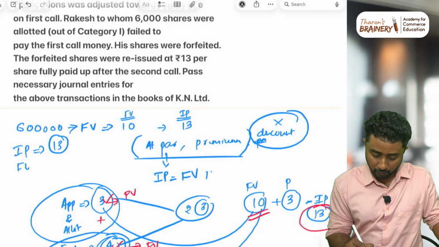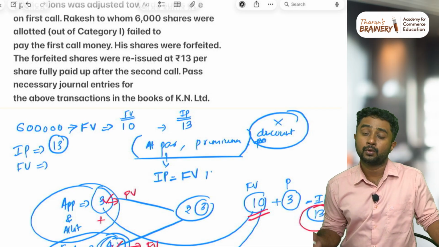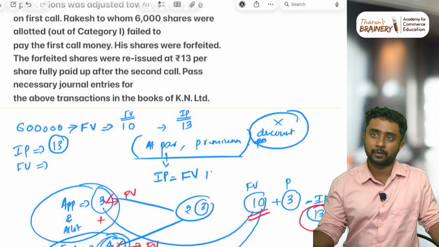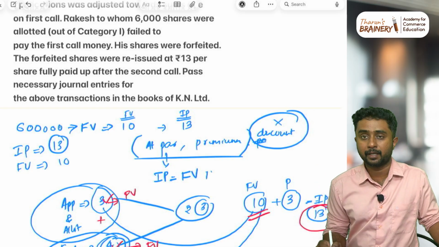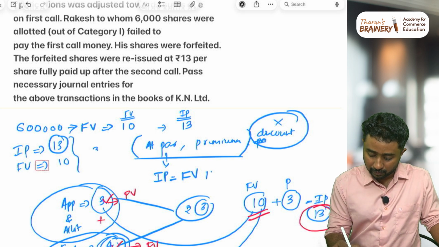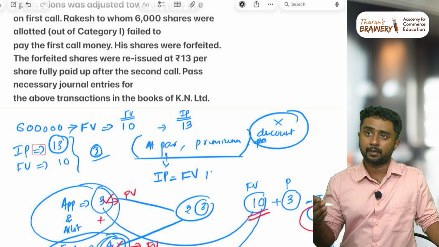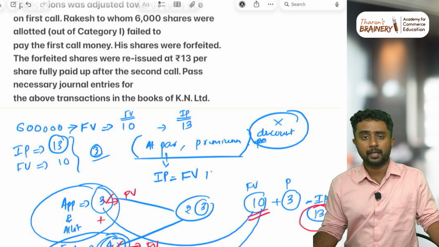Now we need to know what the face value is. Only when we compare face value and issue price will we get to know whether it is issued at par, premium or discount rate. As it is mentioned fully paid up here, face value will be 10. The difference between 13 and 10 is 3 rupees. That means here we are reissuing at a premium of 3 rupees.